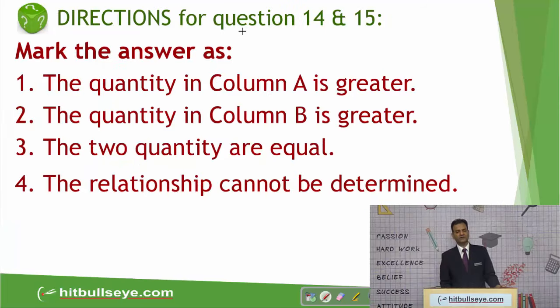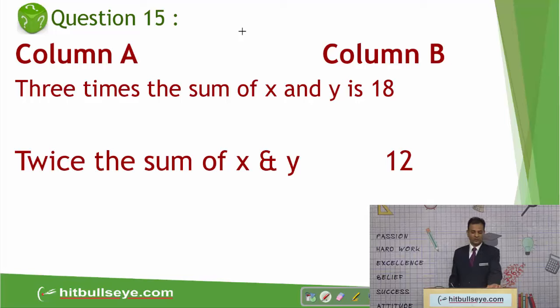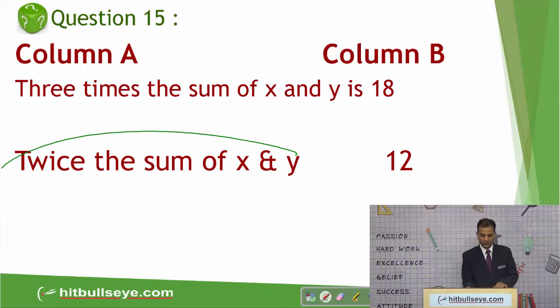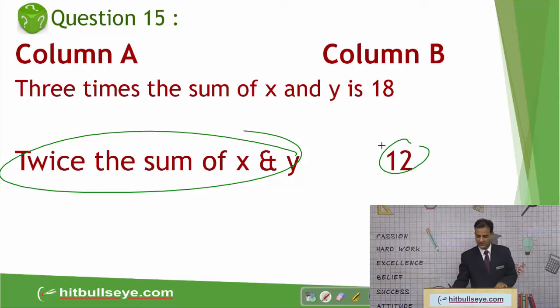Now again two questions are from data comparison. It is also part of maths. The quantity in column A is greater, the quantity in column B is greater, the two quantities are equal, or the relationship cannot be determined. These are the four options. Now the first question: these are the items in column A, and this is the item in column B.